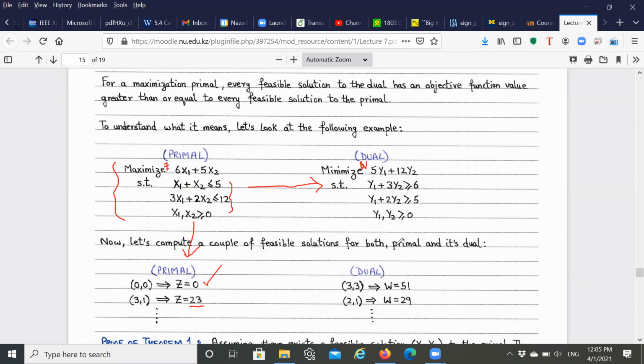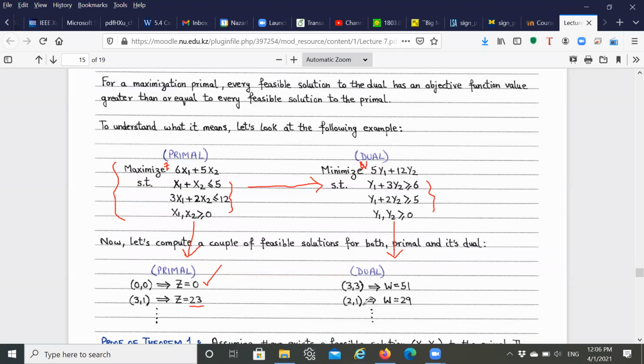Now let's do the same thing for the dual. In case of the dual, you cannot put 0, 0 because 0 is not greater than or equal to 6. So you have to start with some non-negative and non-zero value. It will not be negative because y1, y2 should be greater than or equal to 0. It cannot be 0 because otherwise these two constraints would not be satisfied. So let's start with 3, 3. If you put 3, 3, you would see that these two constraints are satisfied, and you would get an objective value of W equal to 51.